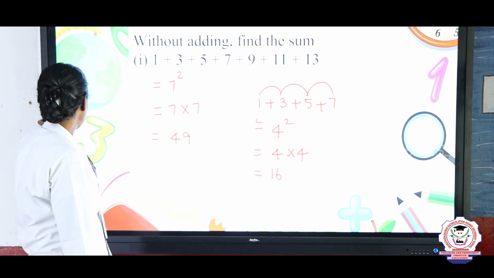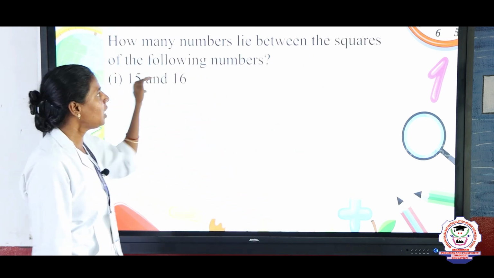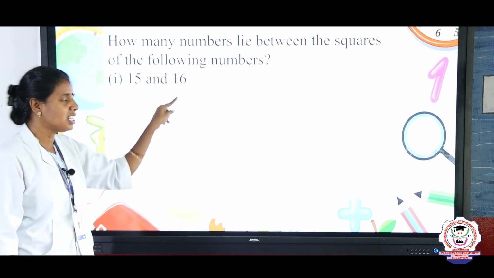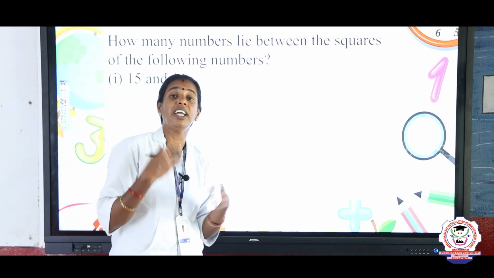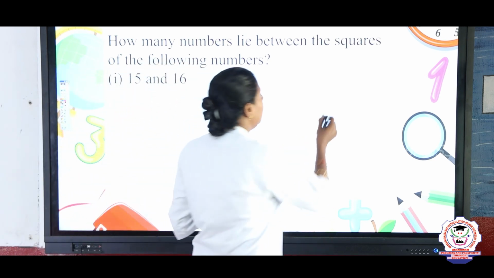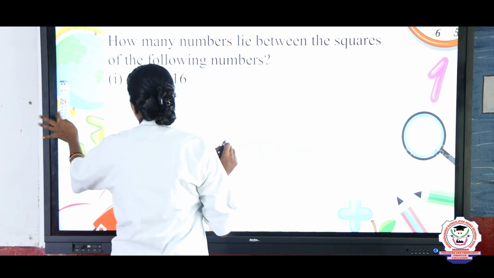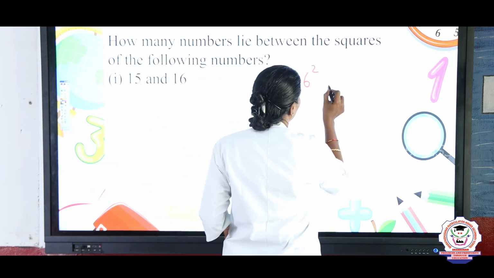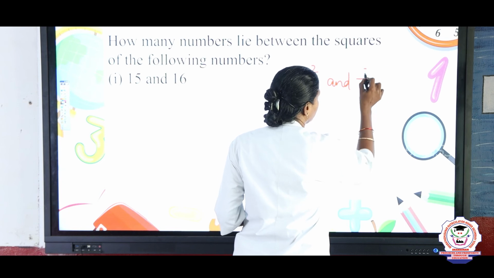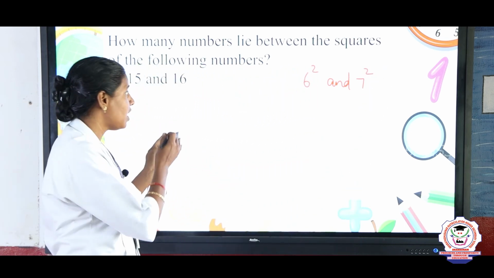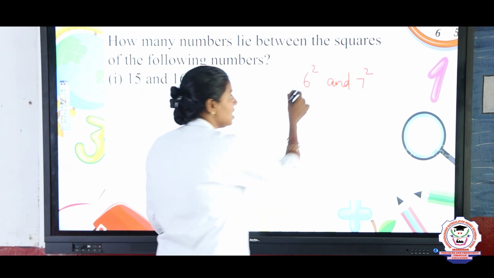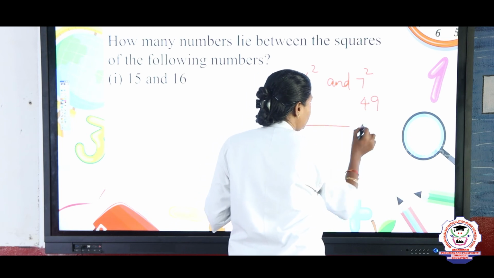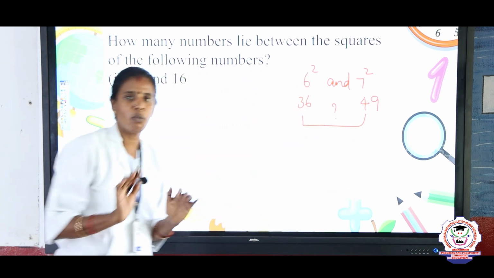The next property we are going to discuss is how many numbers lie between the squares of the following numbers. For example, the squares of 15 and 16, how many numbers are there, we are going to find directly. See, for example, if they have given 6 square and 7 square, how many numbers between the squares of 6 square and 7 square do we need to find? That is the question, okay.